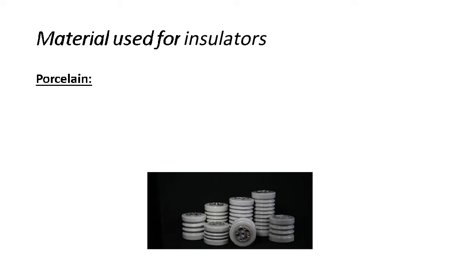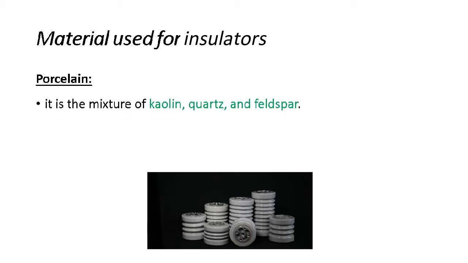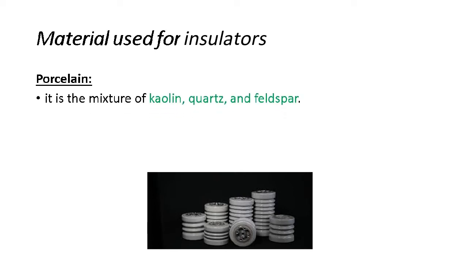Now let us discuss what are the materials which we are going to use in case of insulator that possess these certain properties. Okay, so the first is porcelain. Now porcelain is used for making the insulator for overhead transmission line. So when we talk about what is porcelain, it is nothing but a mixture of kaolin, quartz and feldspar taken in certain proportion, and it is heated to high temperature, and the resulting material is known as porcelain.